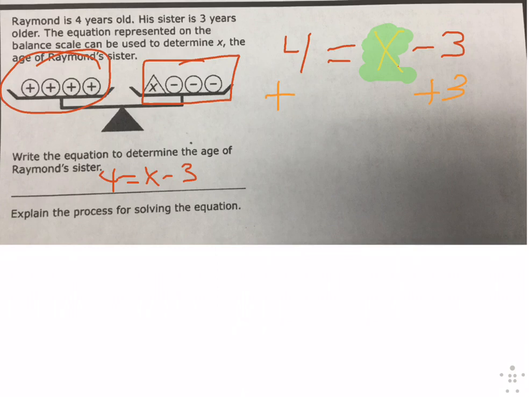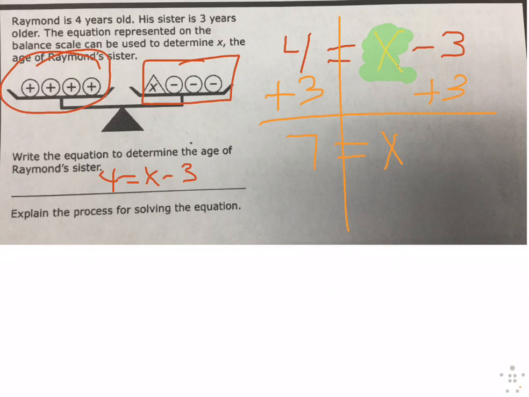But what I do to one side of my equation, I have to do to my other side. So negative 3 plus 3 gives me 0, which leaves me with just an x. And then 4 plus 3 equals 7. So that's the process right there.